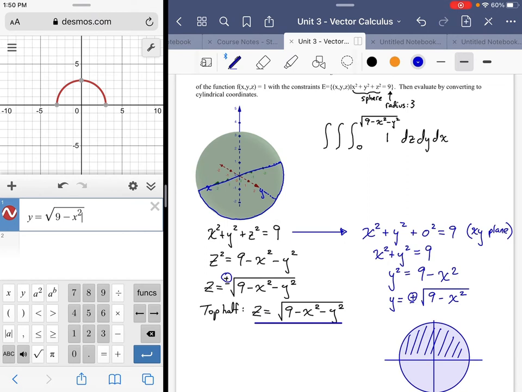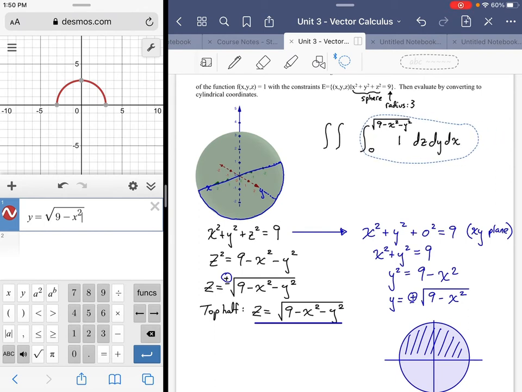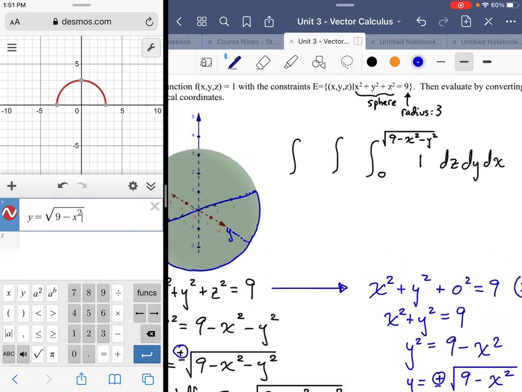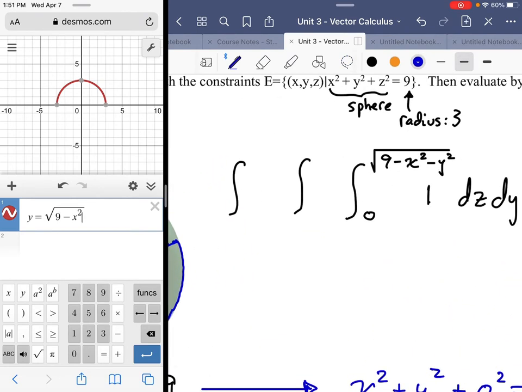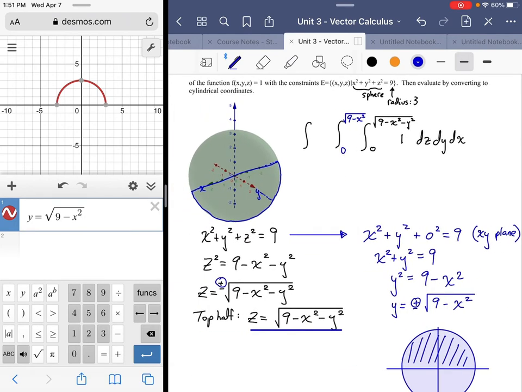So what that tells me is that what we're going to need to do, if we want to avoid having a negative radical in here, is make this go from 0 to the square root of 9 minus x squared, but we now have to quadruple this.